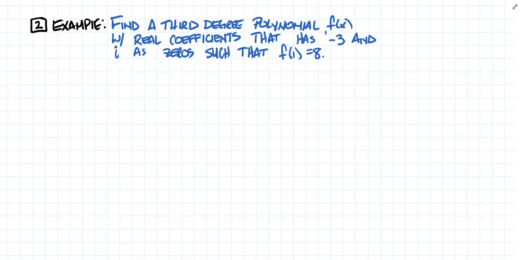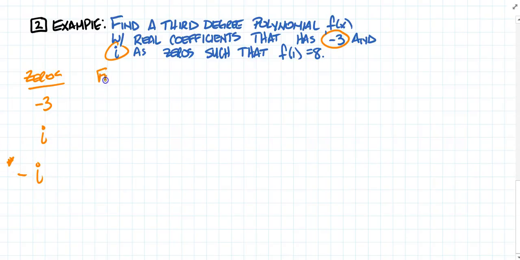Okay, so example number 2: find a third degree polynomial f of x with real coefficients that has negative 3 and i as zeros, and such that f of 1 is equal to 8. We're going to start the same way. First I'm going to list the zeros that are given to me. It tells me that negative 3 is a zero. It tells me that i is a zero. Now since i is a complex zero, I get negative i, which is its conjugate, for free. So there are my 3 zeros.